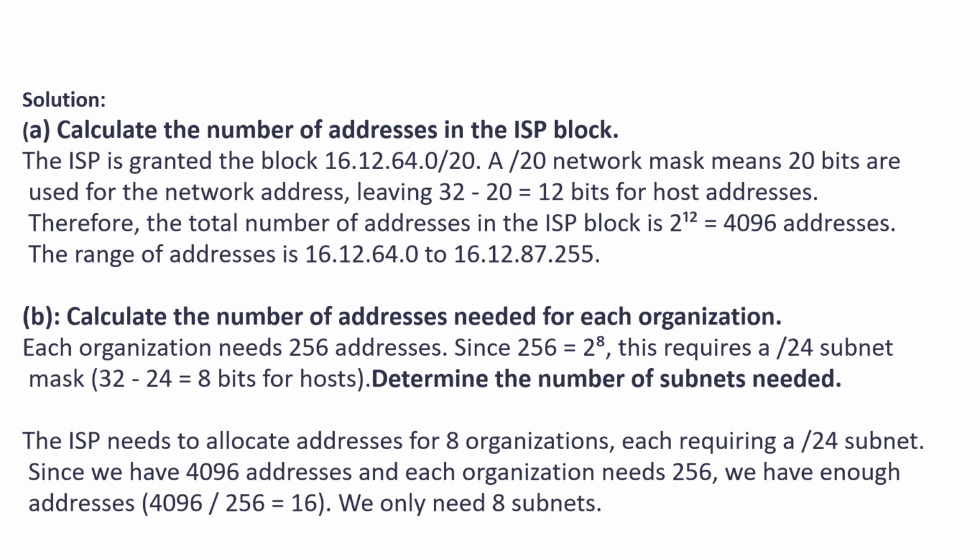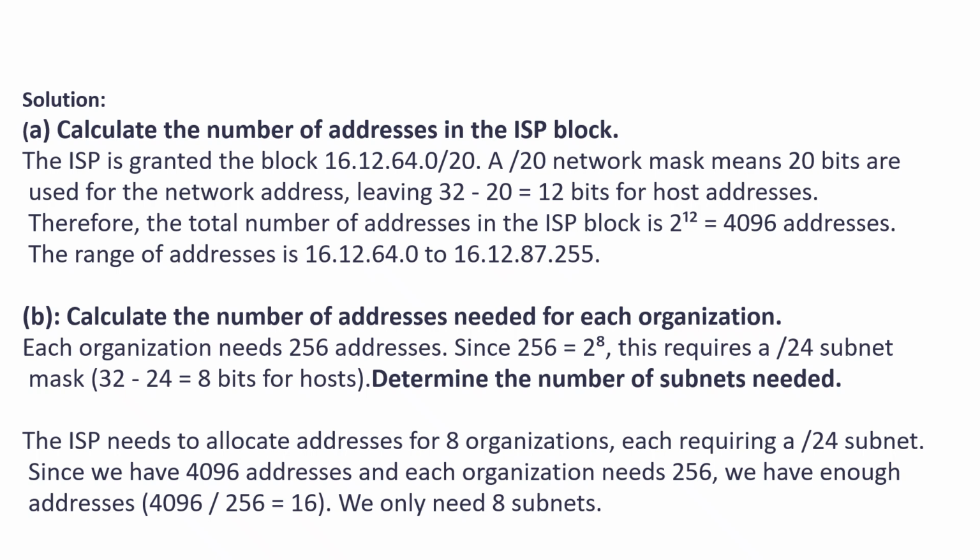So 2 power 12, that is the total number of the host addresses. 2 power 12 is equivalent to 4096 addresses. So the number of addresses in this ISP block is 2 power 12, which is equal to 4096. This is the answer for the first question. And the range of the addresses.